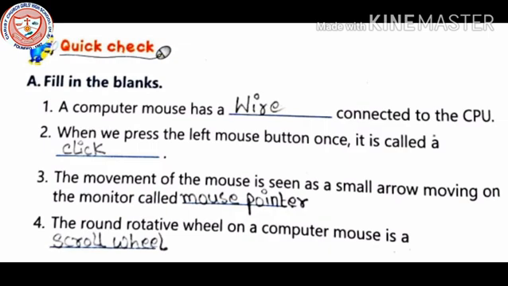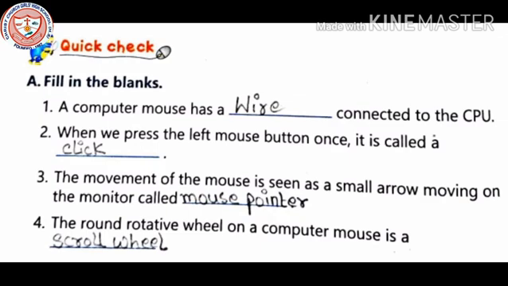A computer mouse has a dash connected to the CPU. What is connected to the CPU? Yes, the wire. A computer mouse has a wire connected to the CPU. Wire, W-I-R-E.